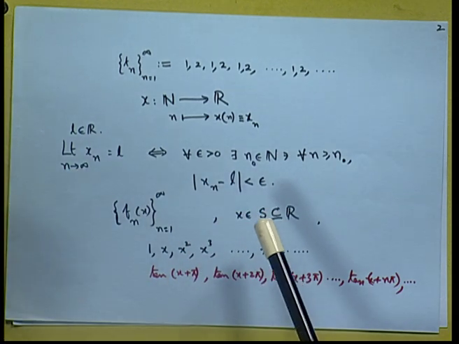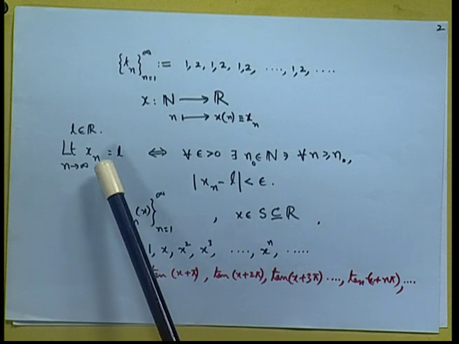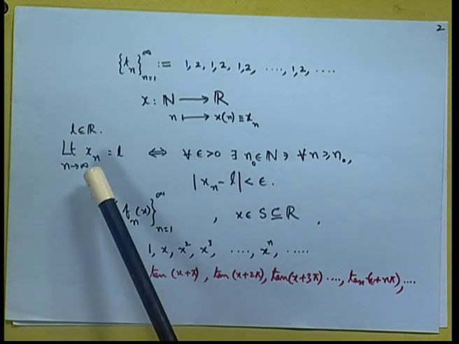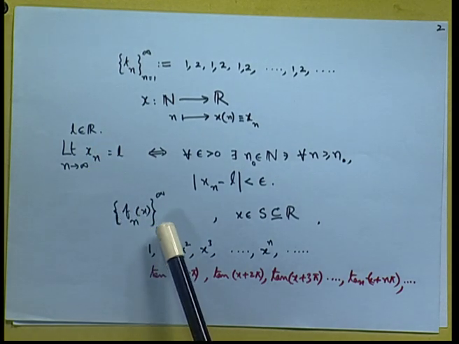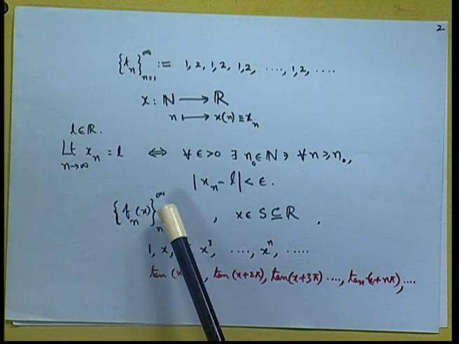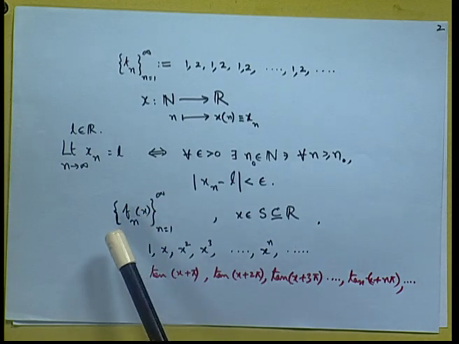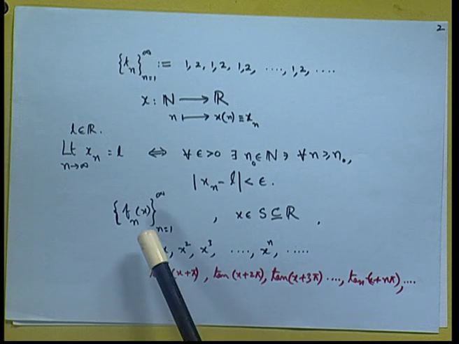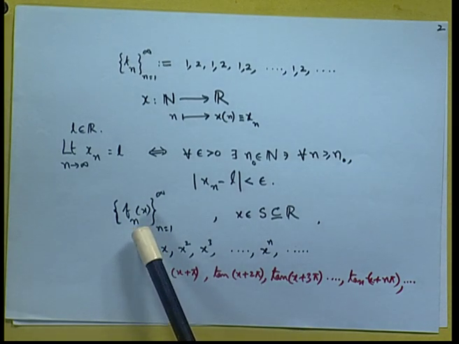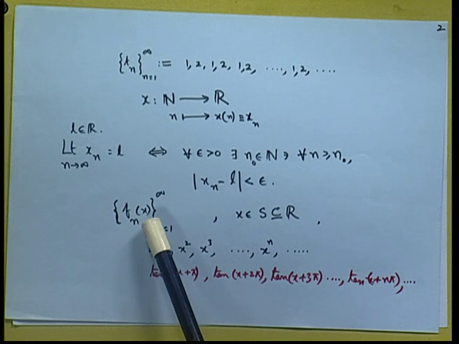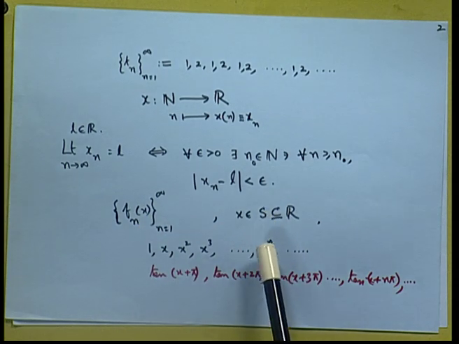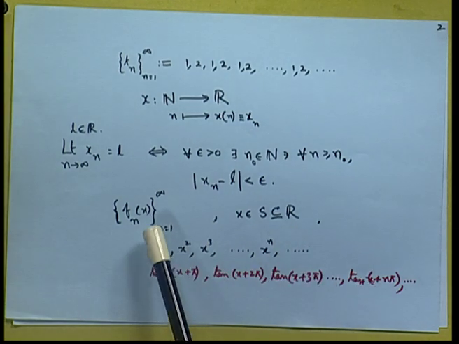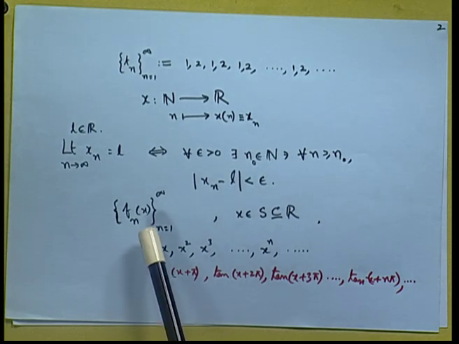In today's lesson, we replace these real numbers xn by functions. Instead of a sequence of real numbers xn, n equal to 1 to infinity, we take a sequence of functions fn(x), n equal to 1 to infinity. These fn's are functions. When we speak of functions, they must have some domains, and we take these fn's to have a common domain. So we let this x vary over a common domain S, where S is a non-empty subset of real numbers. Such a sequence is called a sequence of functions.